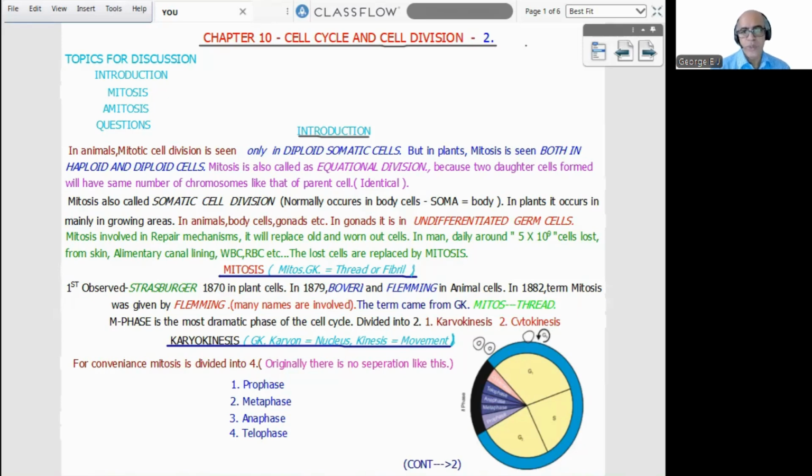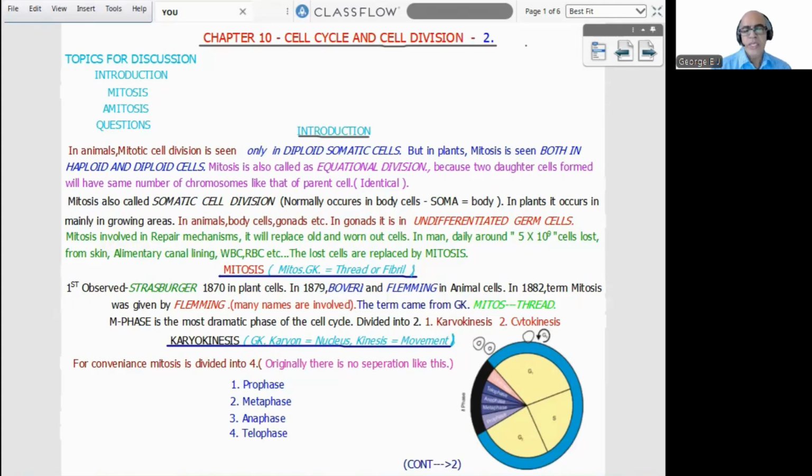M-phase is often called the mitotic phase, or we normally call it the most dramatic phase of the cell cycle. It is divided into two: one, karyokinesis, and two, cytokinesis. Which one do we proceed with? First we can proceed with karyokinesis. Karyo is a Greek word meaning nucleus. Kinesis means movement, energy, transport, etc.